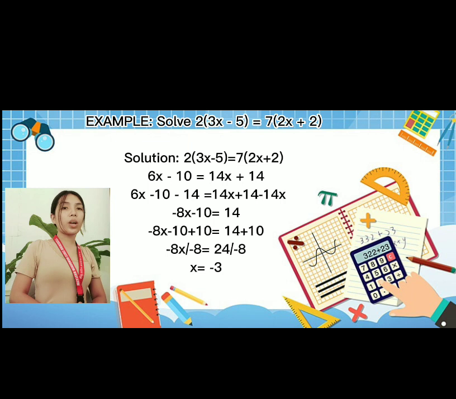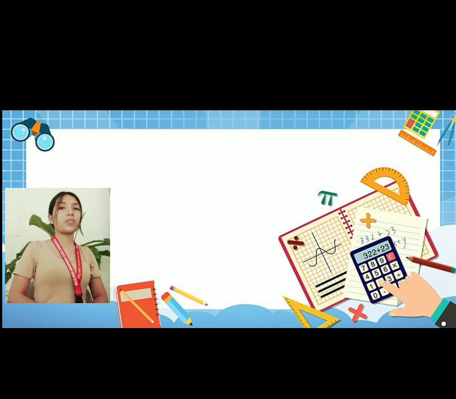And now we are going to solve for x by dividing both sides by negative 8. So negative 8x divided by negative 8 is equal to x, and 24 divided by negative 8 is equal to negative 3. So our value of x now is equal to negative 3.